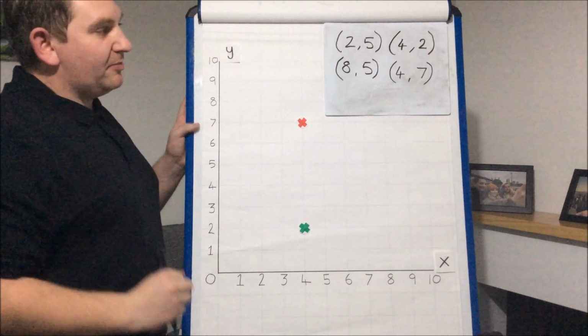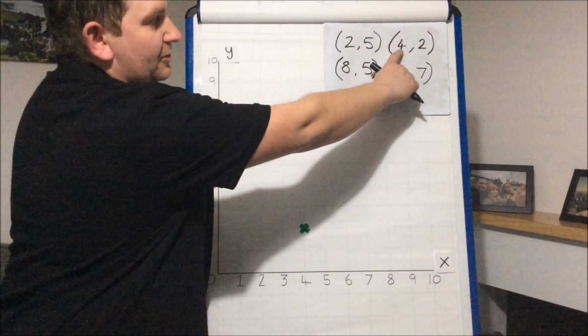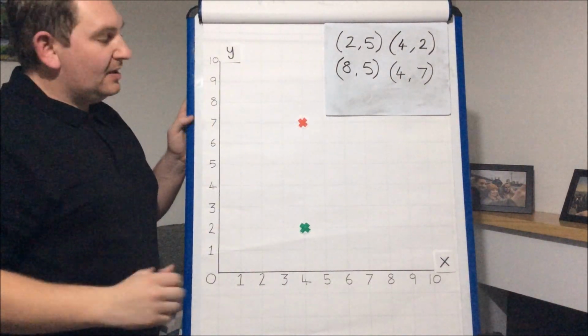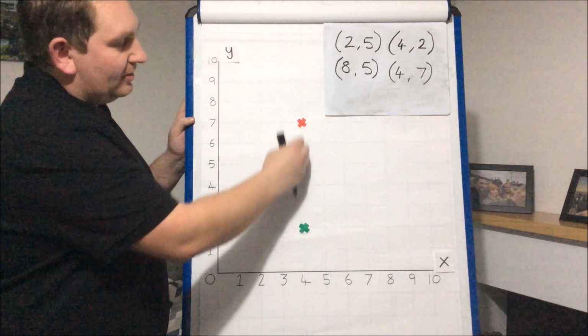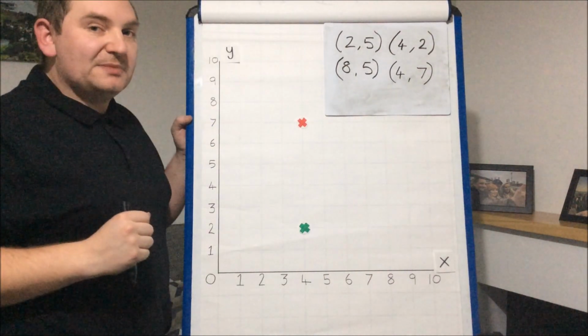So just like with previous, where the y-axis were the same, this time you should notice that the x-axis are the same, and they are both 4. So it doesn't matter where on here your crosses would be, the x-axis would always be 4.